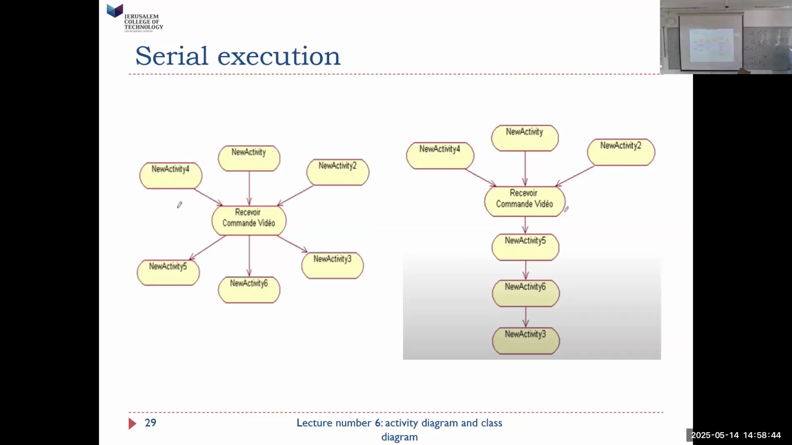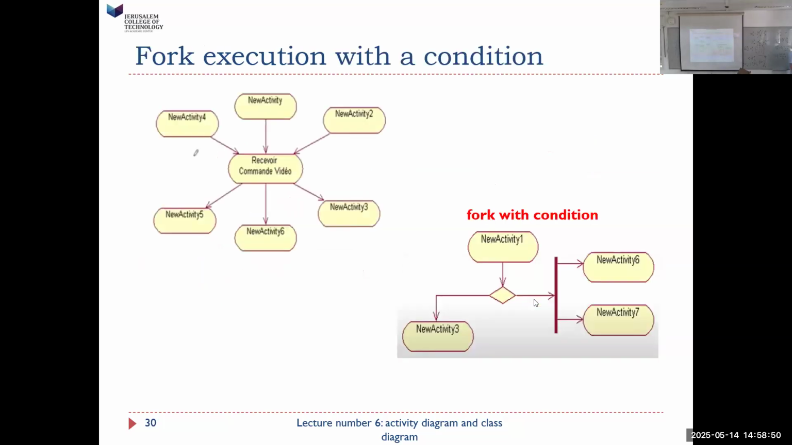But you could also have serial execution. You could have first 5, then 6, then 3. Fork execution with a condition. You could say if there's a certain condition, then do 3. Otherwise, do both 5, 6, and 7.